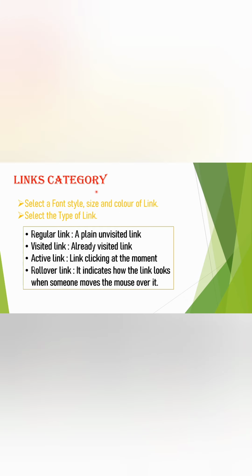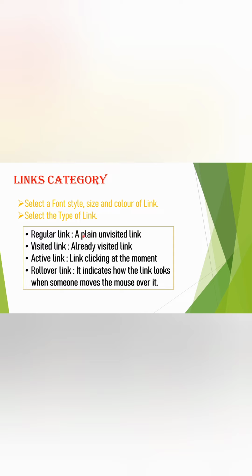Next, links category. In the links category, you will be able to select a font style, size and color for your link. Okay, and you can also select the type of link. There are 4 types of links: regular link, visited link, active link and rollover link.